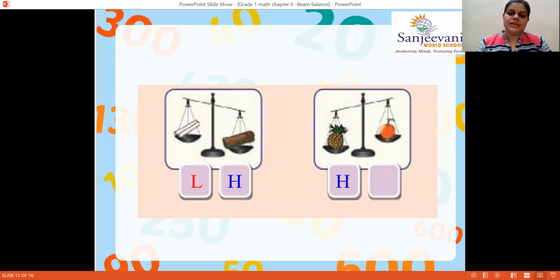Then next example is of pineapple and that fruit, okay, orange. So pineapple is heavier, right? So you'll write H for that, and for that orange is lighter in weight. So we'll write L over there. Okay, children, so pineapple is heavier and orange is lighter in weight.